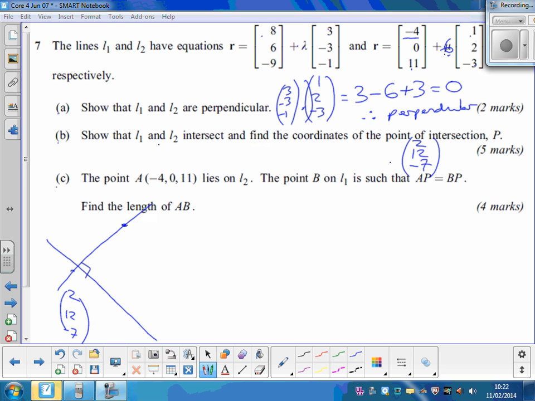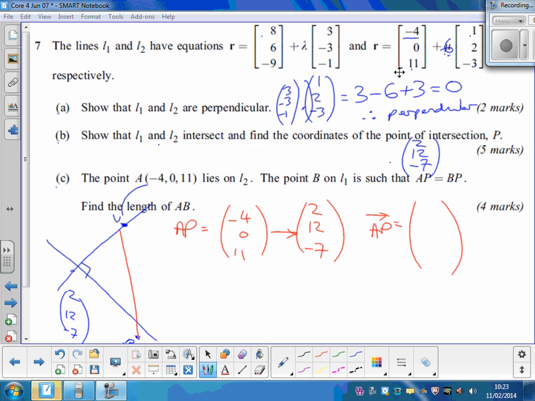We've got a point here A, and we've got another point over here B that's the same distance. And we're being asked to find the distance from A to B. Well, my thought here was, first of all, if we find out what AP is going to be, we've got to go from (-4, 0, 11), that's the point A, and the point P we worked out earlier is (2, 12, -7). Well, what is this AP going to be?